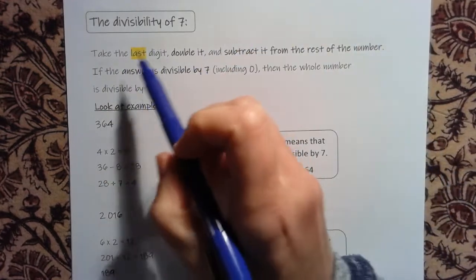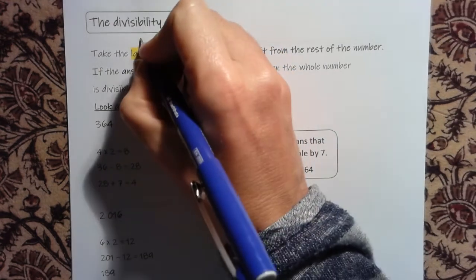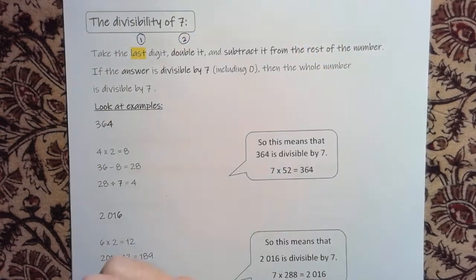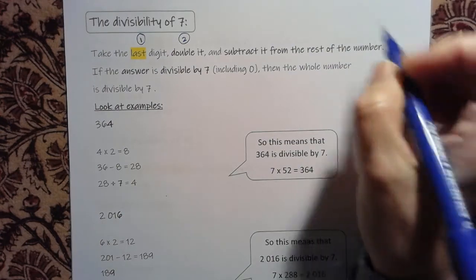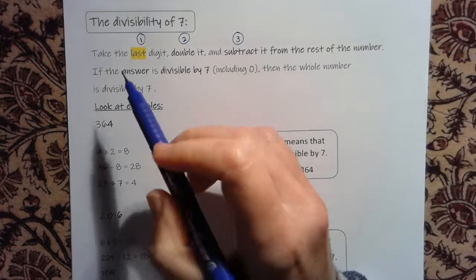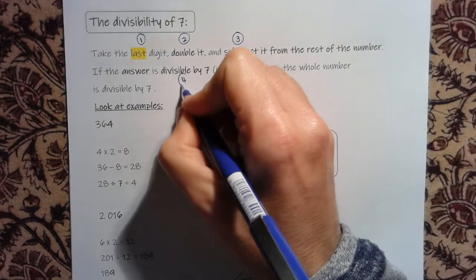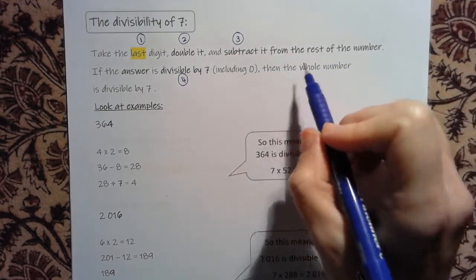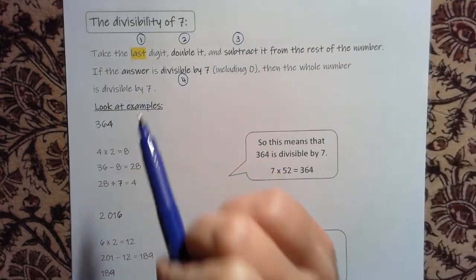So how do I know a number can divide by 7? Take the last digit, okay? So this is the first step. Then they say, second step, double it, right? And subtract it from the rest of the number. So there's your third step, subtract it from the rest of the number. If the answer is divisible by 7, there's your fourth step. You have to divide by 7. If you get 0, or it is divisible by 7, then the whole number is divisible by 7.